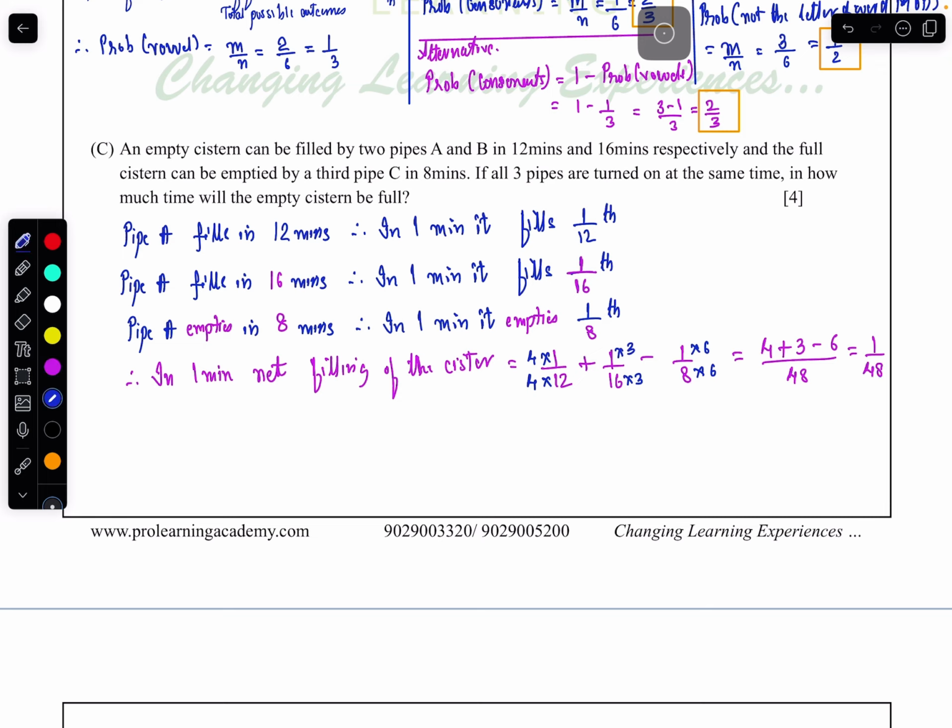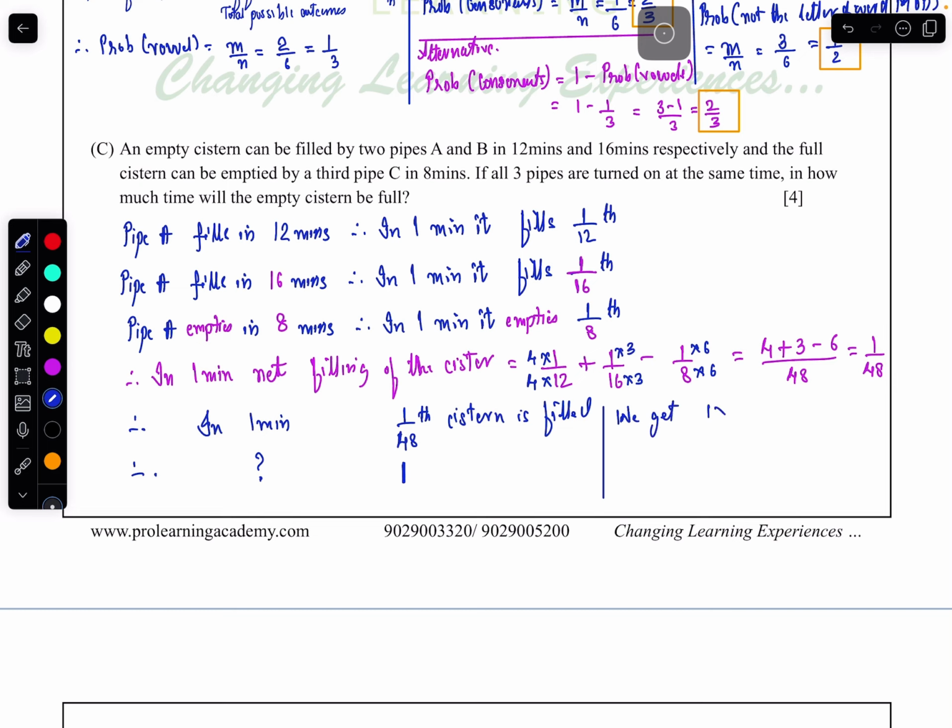So we now know, therefore, in 1 minute, 1 over 48 of the cistern is filled. Therefore, the whole system, 1 represents the whole, in how many minutes? That's the question mark here. So we know this is a direct proportion. We could continue solving here, and we would get: therefore the whole system fills in how many minutes?